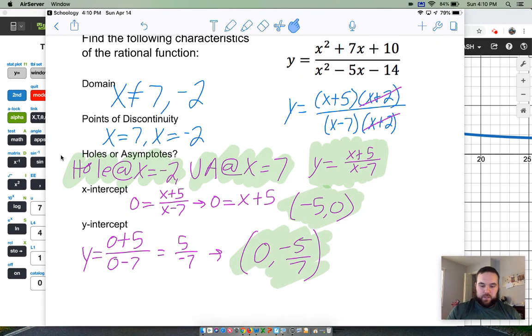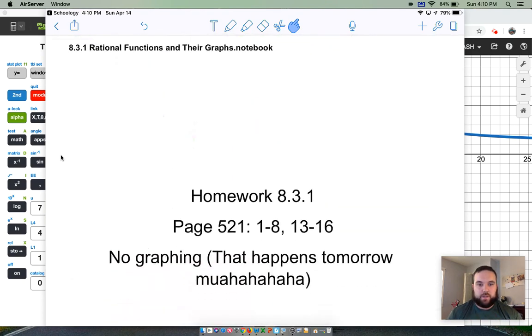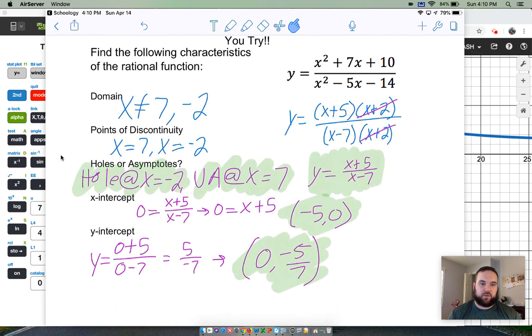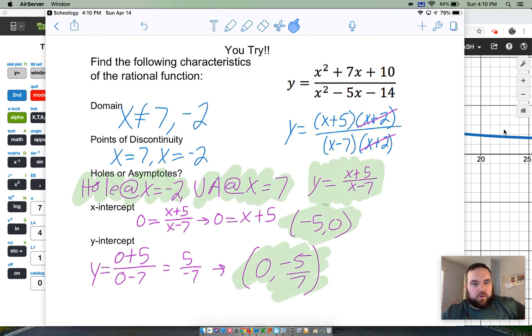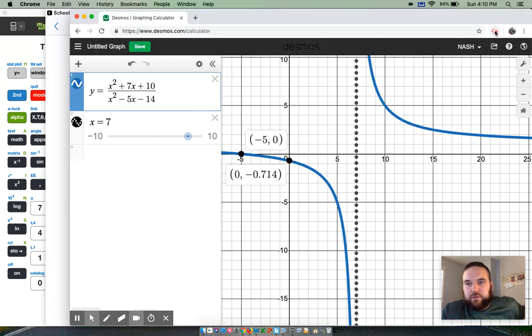So again, a lot of information in this first lesson, but those are all the things that we have to cover right now, these 5 characteristics. We're going to add a 6th one in the next lesson, but for now we'll start with this. So the homework is from 8.3.1. You don't have to do any graphing. Don't worry about that, but I would recommend you use Desmos to check your work.